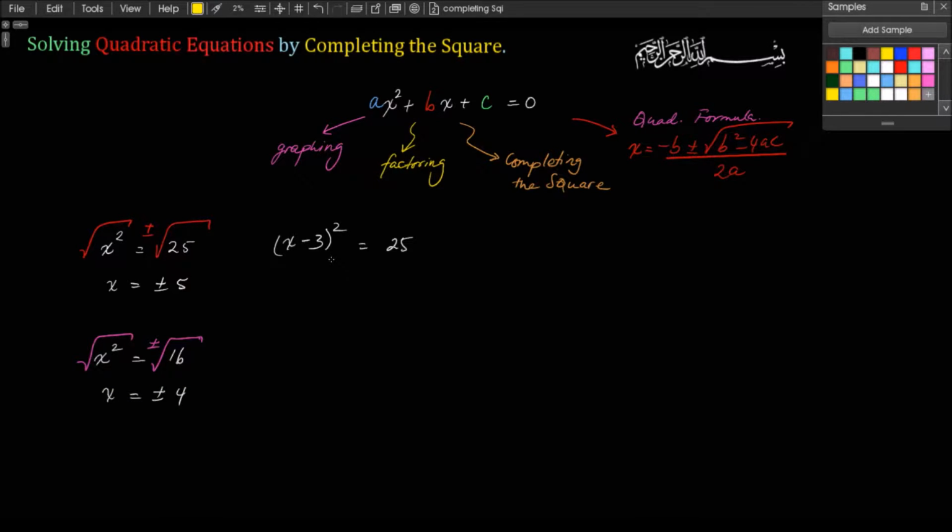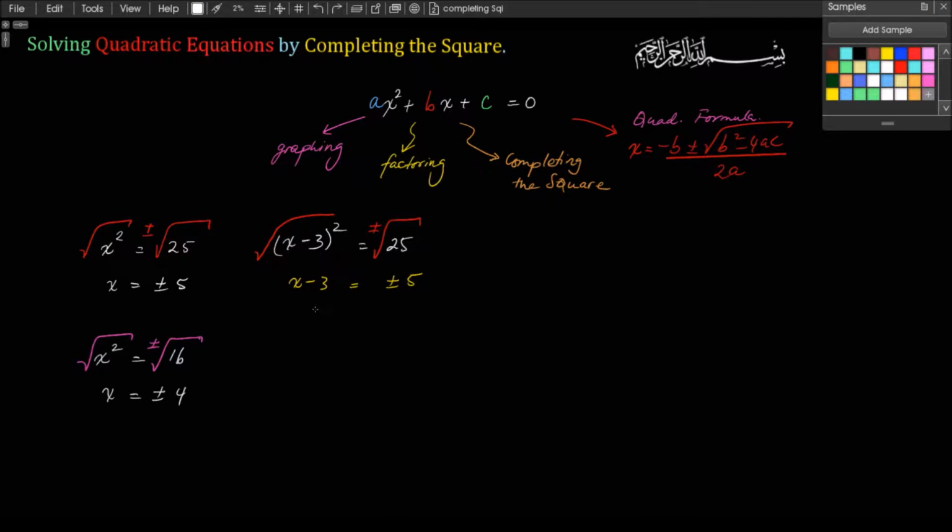Okay, now consider this one. Here we have the quantity x minus 3 squared, the whole thing is squared, equals 25. Now you see the only difference here is the minus 3. Otherwise this equation and this equation here would be identical. So how do we solve this one? Well, the same concept really. You can take the square root of both sides like this. And here when you take the square root of x minus 3 squared, you'll simply get x minus 3. And on this side, you'll get plus and minus 5 again.